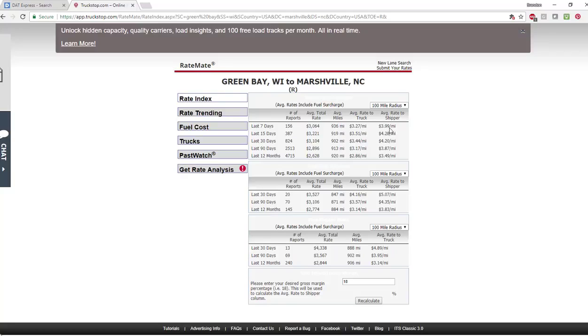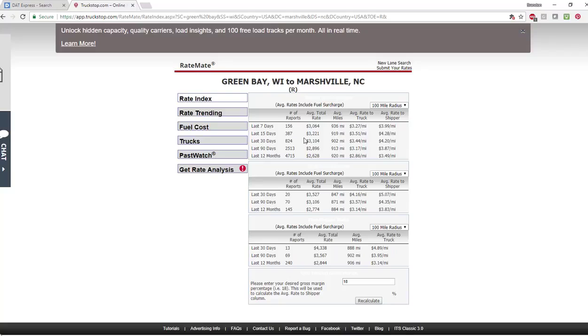So basically what we're saying here is showing that the average rate to the shipper is $4,000. Okay. Now, of course, if you just use what the average rate to the shipper is, we're talking average. So if you go back to your shipper at $4,000, it's very likely you may not get that load. So you want to do more intense research than just looking at what the average costs are in those lanes.